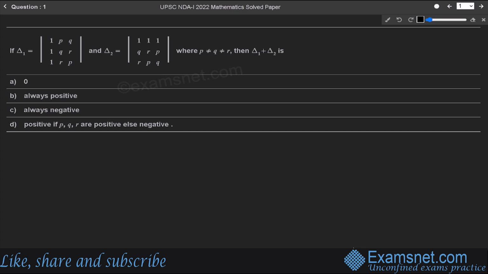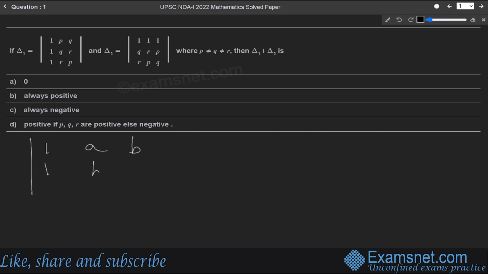If delta 1 is equal to the determinant 1 P Q, 1 Q R, 1 R P and delta 2 is equal to 1 1 1, Q R P, R P Q, where P is not equal to Q is not equal to R, then delta 1 plus delta 2 is. This type of question basically comes from matrix. Matrix is a combination of rows and columns that we write in a square bracket. Before moving on to the solution of this question, let us understand a basic form.